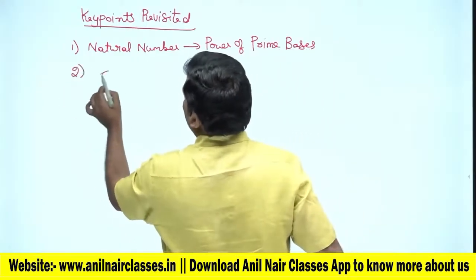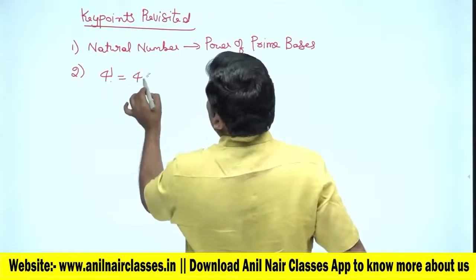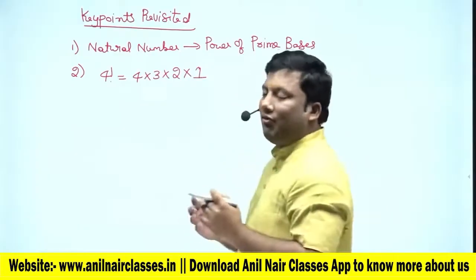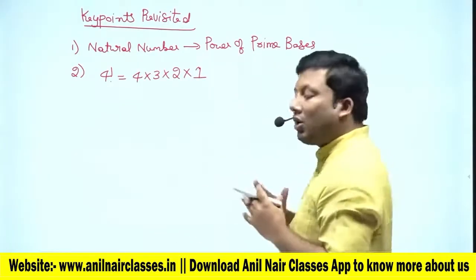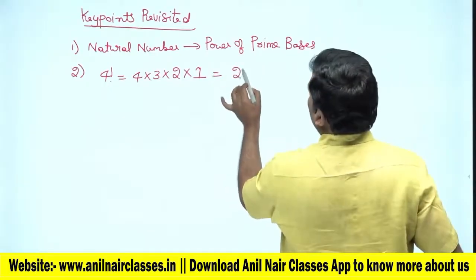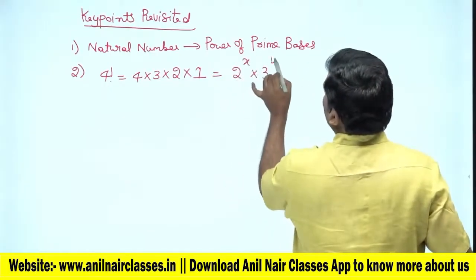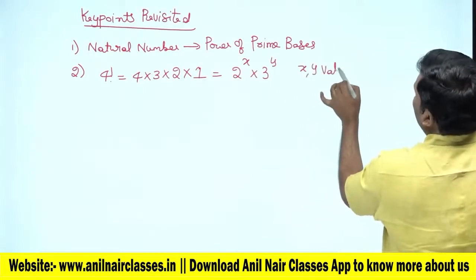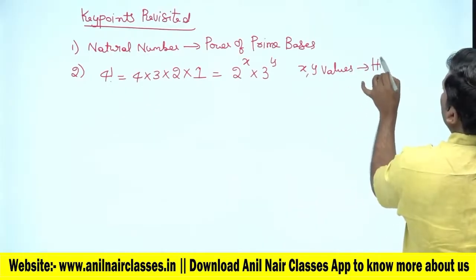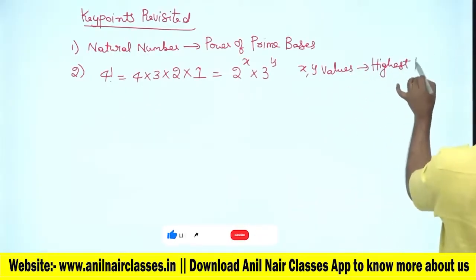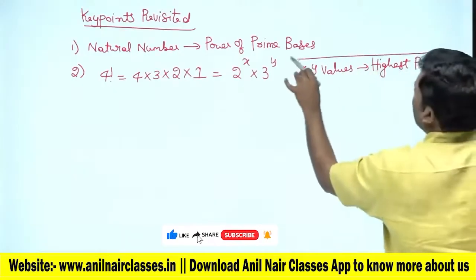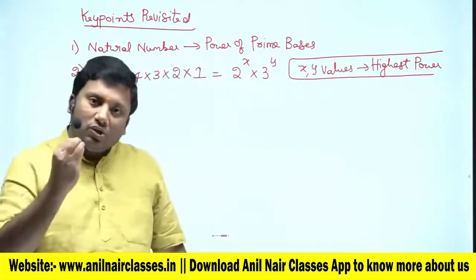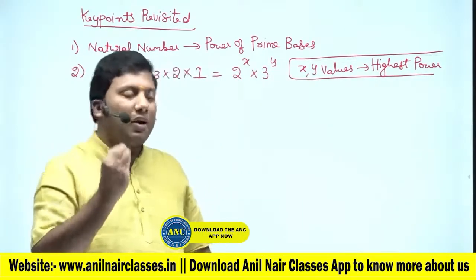Second point, suppose I take 4 factorial. The definition of factorial is the product of all natural numbers from 1 to 4. From 1 to 4, what are all the prime numbers? Prime numbers are 2 and 3. So 2 power something will be there, 3 power something will be there. Finding the value of x and y is all about the highest powers chapter: finding the highest power of a prime number. That is what we discussed in highest powers session number 1 and 2.